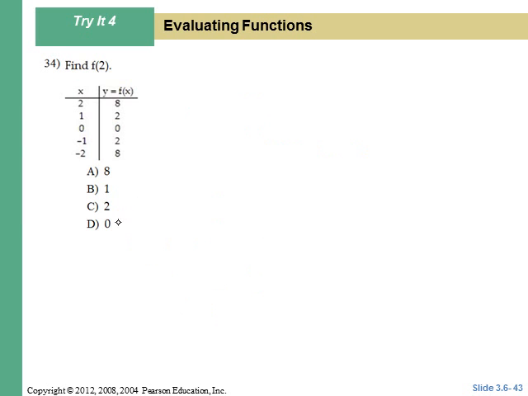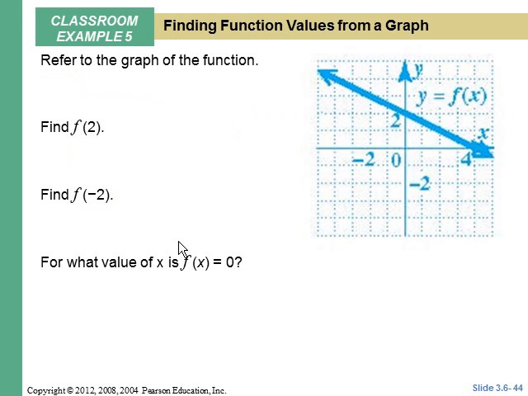Find f of 2. F of 2 in the first case is 8. Oh, that is the only case that we've got. Okay, so try this one. F of 2, so where x is 2, y looks to be 1. F of negative 2 is 3.